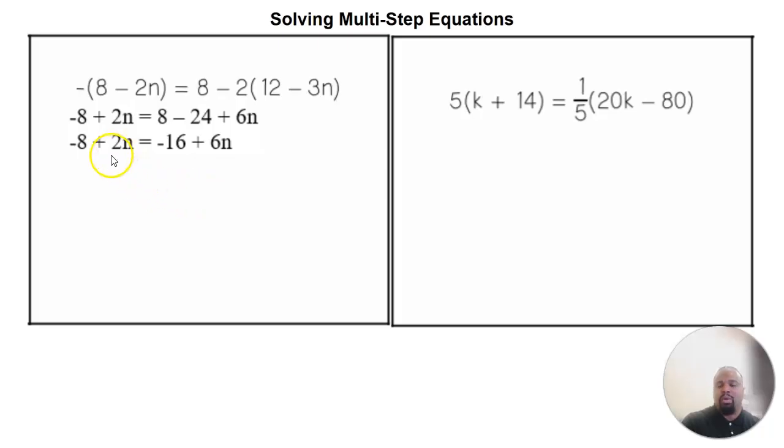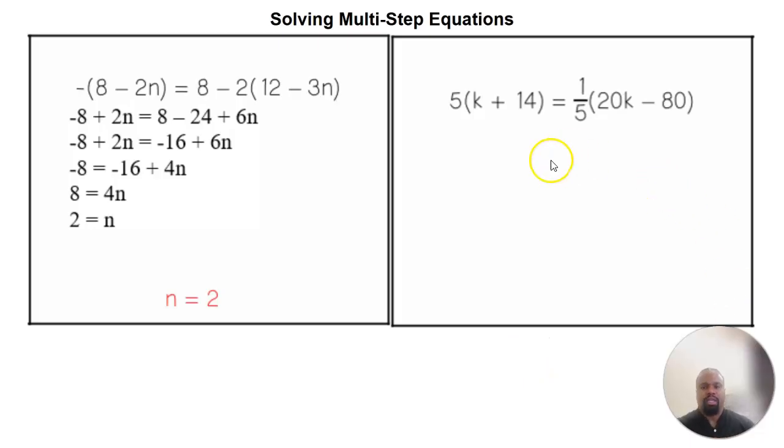We want to bring the variable to one side of the equal sign. Hey, 2 is less than 6. So we'll subtract 2n on both sides. It's going to leave you with -8 equals -16 plus 4n. Now we got a two-step equation. Add 16 on both sides. That leaves you with 8 equals 4n. Divide both sides by 4, and 2 will be our solution.